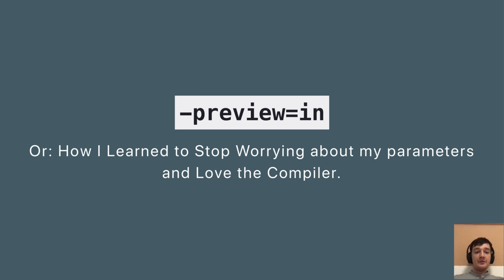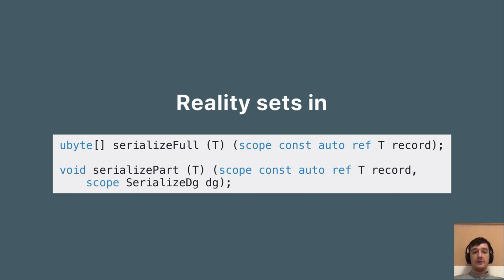So, if you remember the examples I used before, hashing, serialization and string formatting, you might have noticed that the record was annotated with in, and unfortunately that wasn't the real code. The prototype is actually closer to what you can see now. Our record is scope const autoref. Scope because it doesn't escape, and const because we don't modify it, and finally autoref because we don't really care if we get a reference or not. If we can avoid a redundant copy, as a record can be quite large, we'd like to do so.